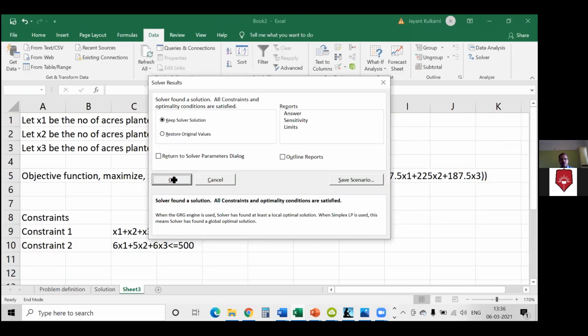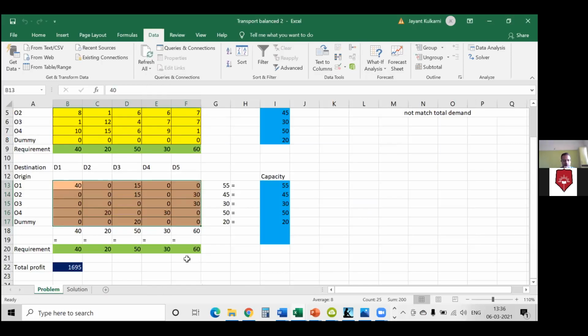Okay, so it has found the solution. That solution is here, as you can see. Right, the solution is here, and the total profit has come to 1695. Now this is the maximum profit that you can achieve. Yeah, to repeat, you can try any other combination, you will not be able to achieve a profit higher than 1695. Yeah, so this is the optimal profit, which is of course the maximum profit that you can achieve in this scenario.